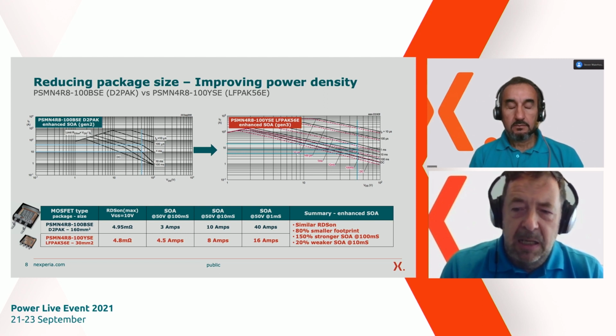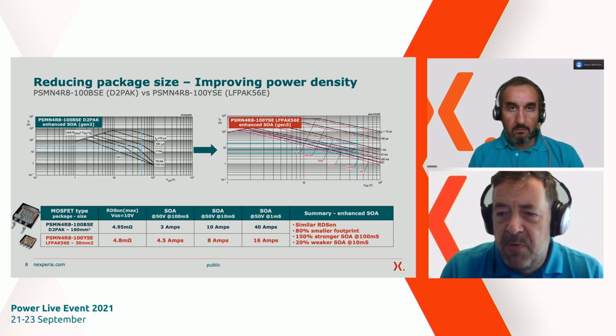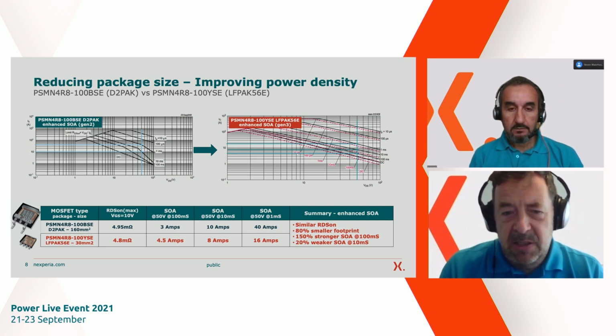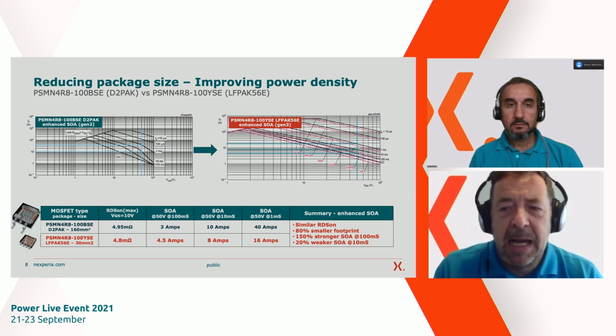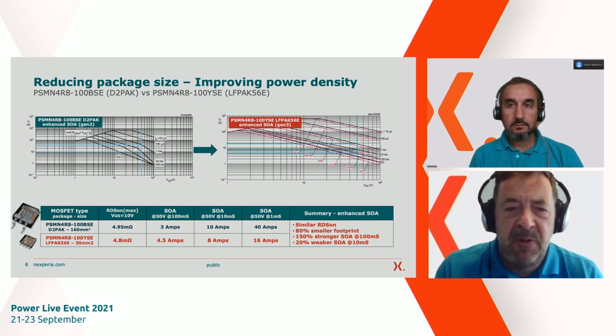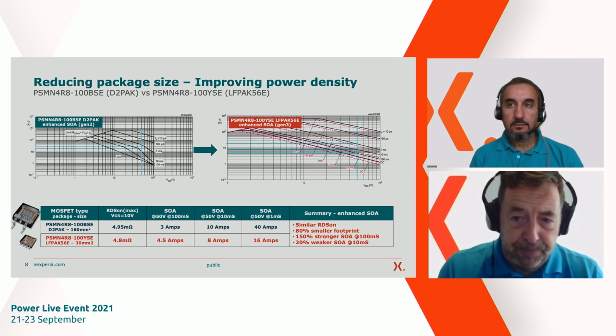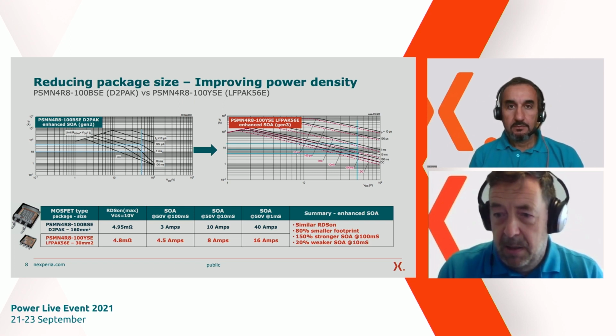We've also got the ability to remove the Spirito effect, which is something that we didn't incorporate with our Gen 2 technology. So at the higher voltages, as we get above 50 volts and the Spirito effect becomes more onerous, that is taken away with our latest Gen technology.